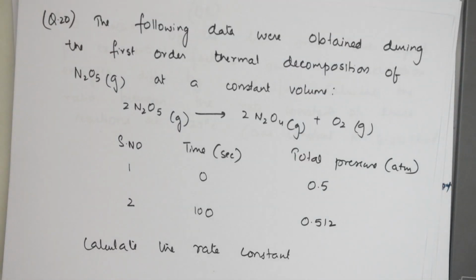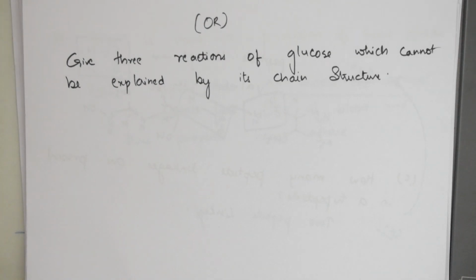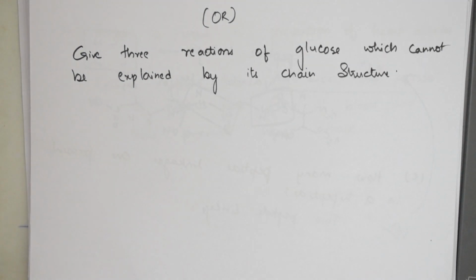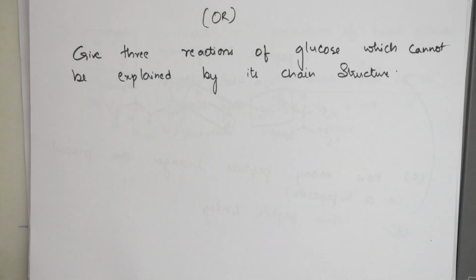That is your question number 20. But in question 19 there is an OR question. Let's read that. They said: give 3 reactions of glucose which cannot be explained by its straight chain structure. Now let's see the OR question of your question number 19. We have already read the question.